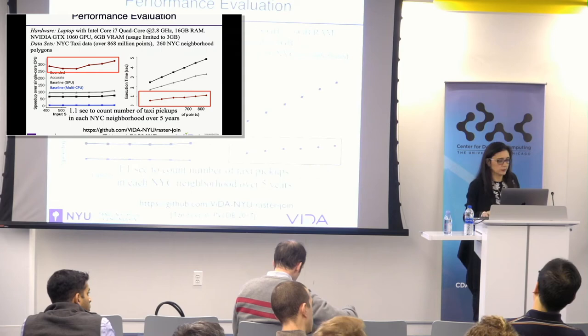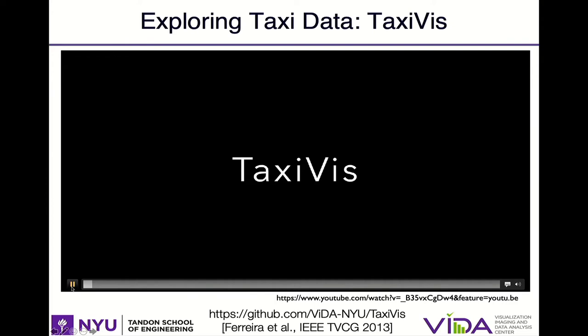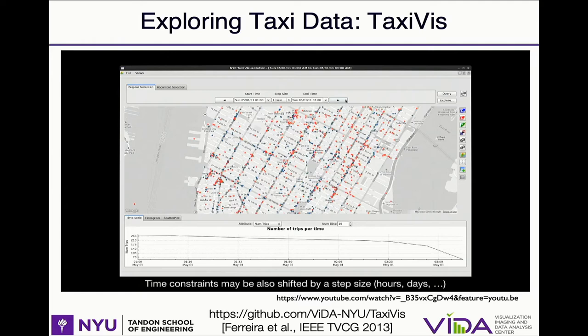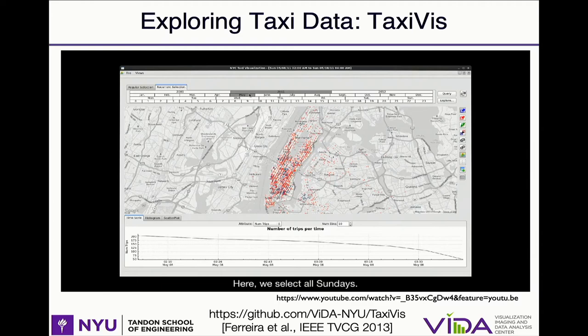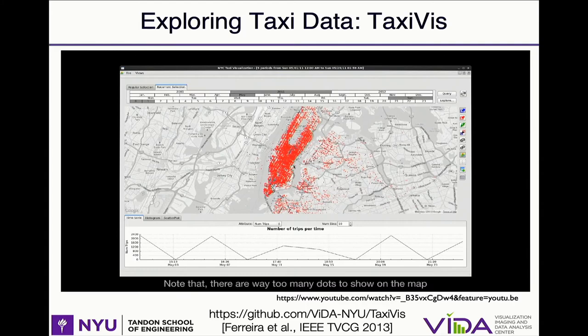Sorry. Yeah, so another system that we developed is this TaxiVis system, and I'll show it very quickly. This was a very early work that we did back in 2013. It was in collaboration with the Taxi and Limousine Commission, where we were trying to help them explore taxi data in New York City, right? So we built this tool that allows them to study the data over space and time. And as you can see, you can do that interactively.